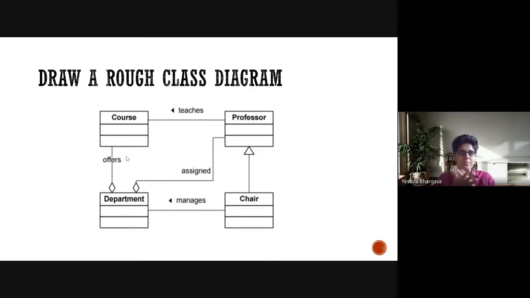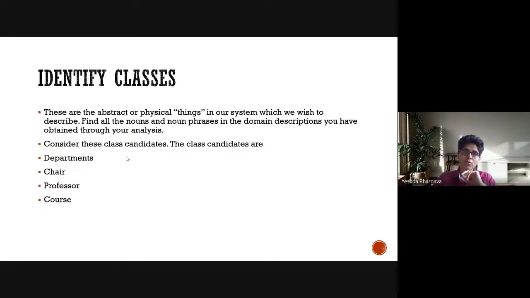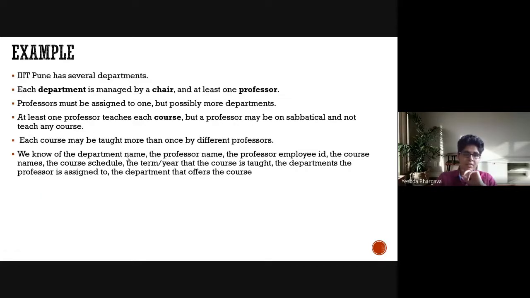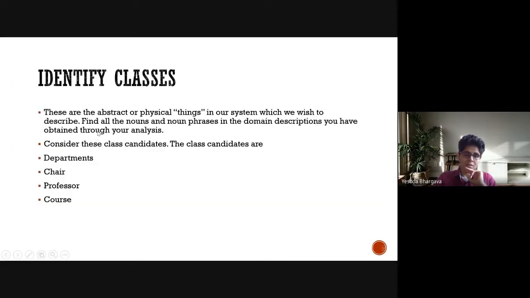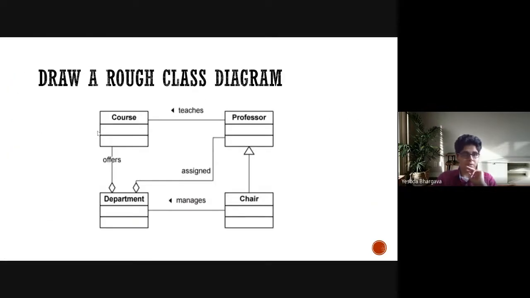So Tarun, you are saying a professor can teach exactly one course. Is that what you are saying? Okay. So Garvit is mentioning that professor can teach one or many courses. But if we go back to the problem statement, it is written that at least one professor teaches each course, but a professor may be on sabbatical and not teach any course. So when you read this particular line, how does the multiplicity change between professor and course?